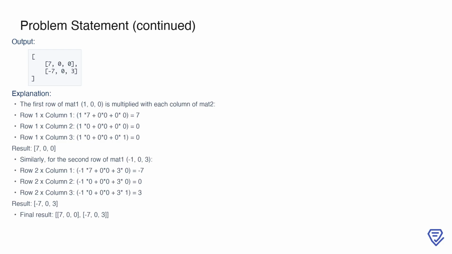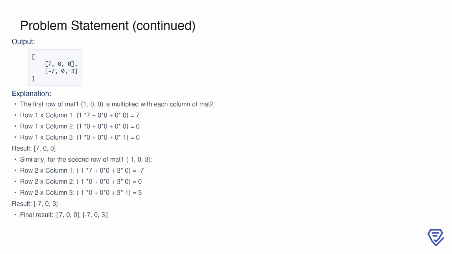To calculate each element of the resulting matrix, we take the dot product of the corresponding row from mat1 and column from mat2. For the first row of mat1, 1, 0, 0, we multiply it with each column of mat2. For instance, the first column of mat2, 7, 0, 0, gives the dot product 1 times 7 plus 0 times 0 plus 0 times 0, which equals 7. Similarly, the second and third columns result in 0. This forms the first row, 7, 0, 0.